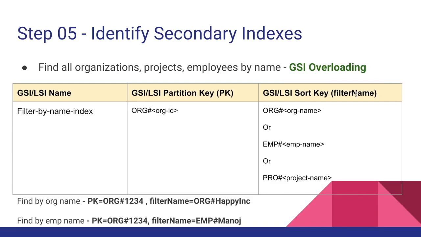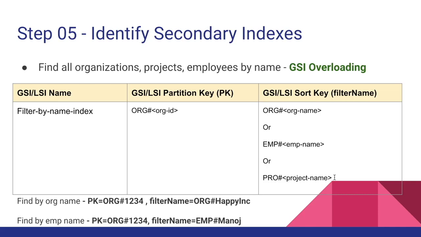So when I'm inserting organization, employee and project records or items into this table, I'm using a prefix for this attribute specifically. For example, say that I'm adding an organization. So my primary key is org slash then organization ID. And for this filter name, I use this prefix org hash then the organization name. So if I'm adding an employee record, then the partition key is org hash org ID. And for the filter name, I add emp hash emp name, or employee name. Similarly, for projects, project hash project name.